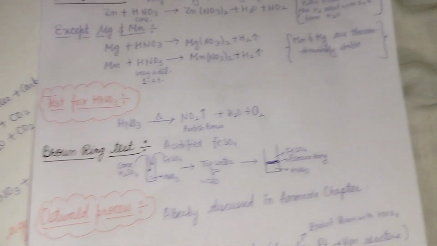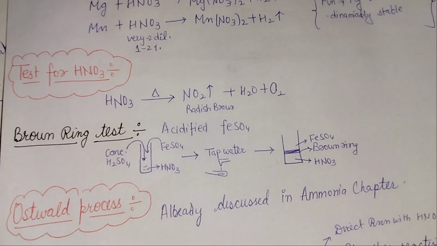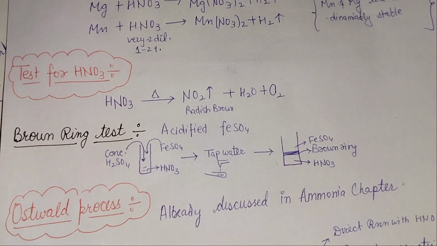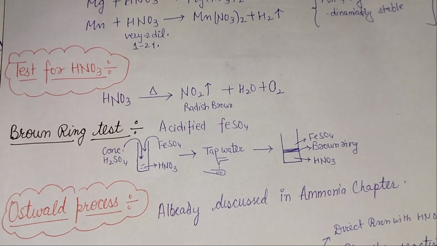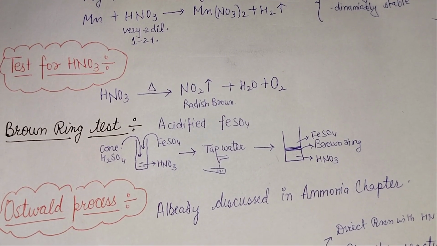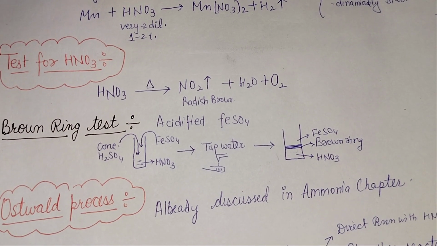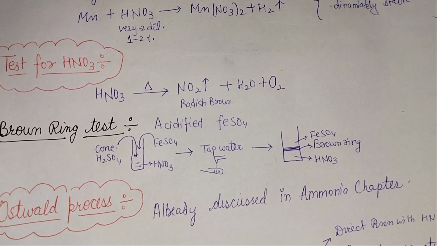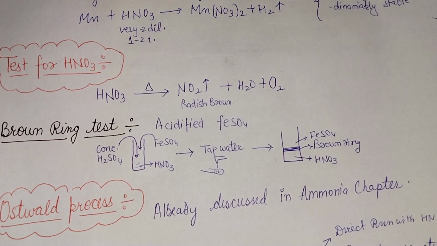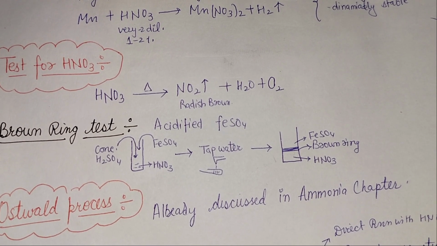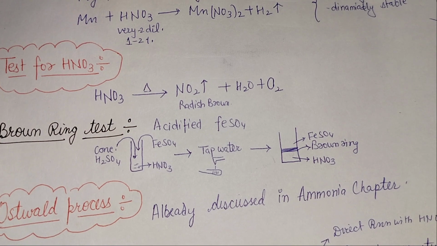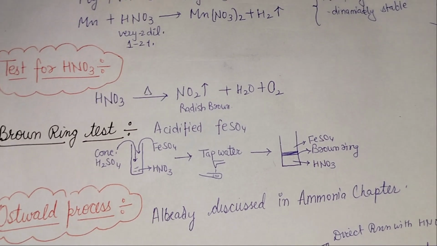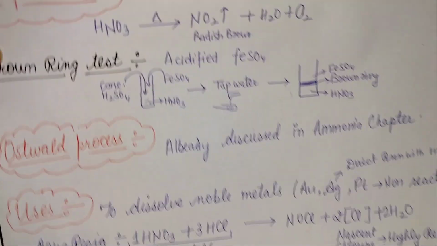Then come to the test for HNO3. HNO3 when heated will give NO2, which is reddish brown in color. But there is one more important test, that is the brown ring test. When concentrated H2SO4 and FeSO4 are added in the test tube in which HNO3 is added, and then it is cooled in tap water, a brown ring is formed, which confirms that HNO3 is present.